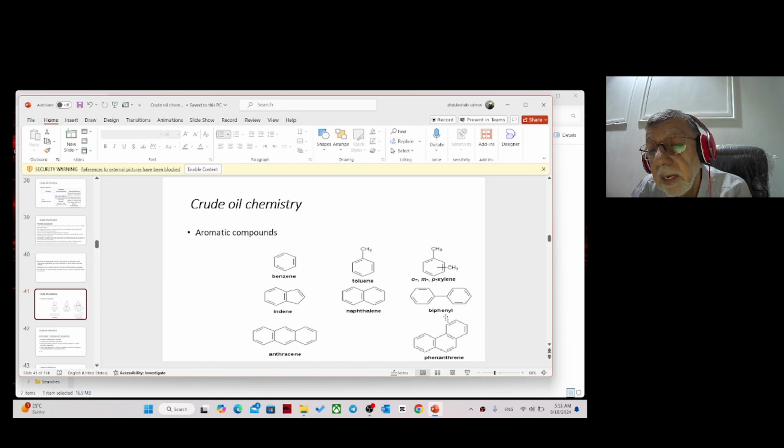This is biphenylene, and this is anthracene, and this is phenanthrene. All this. This is 3 benzene rings. This is also 3 benzene rings, but different in structure. So this is called anthracene, and this is called phenanthrene.